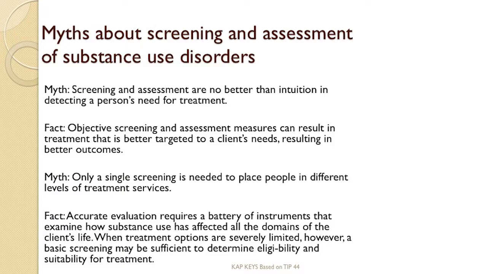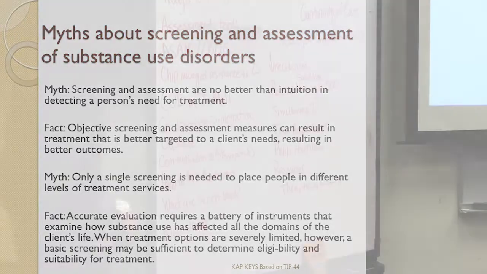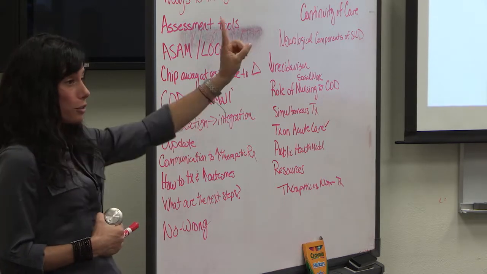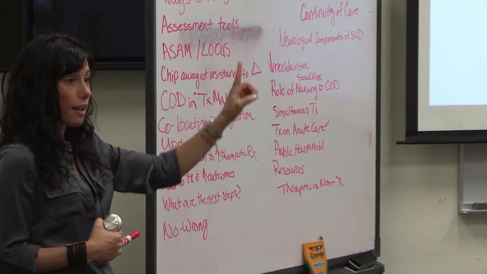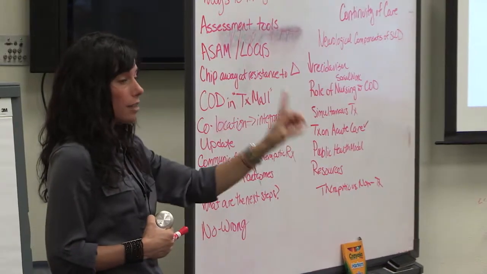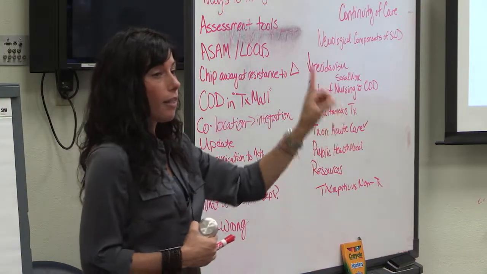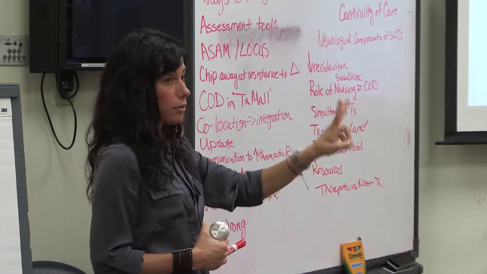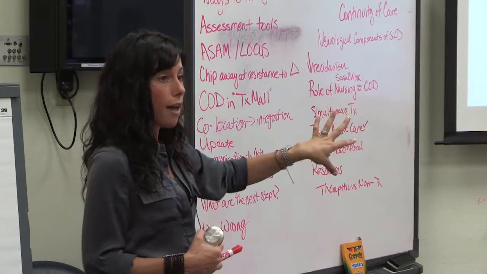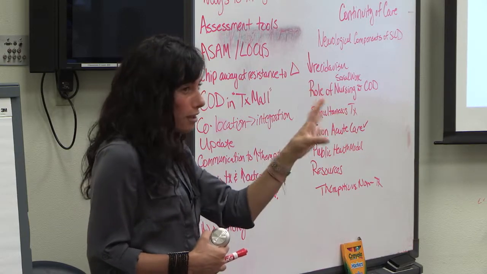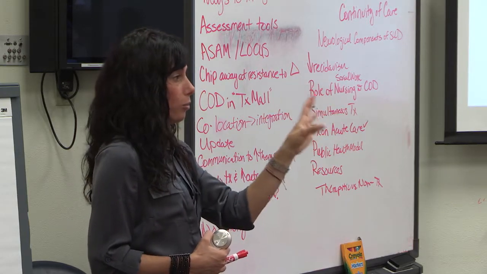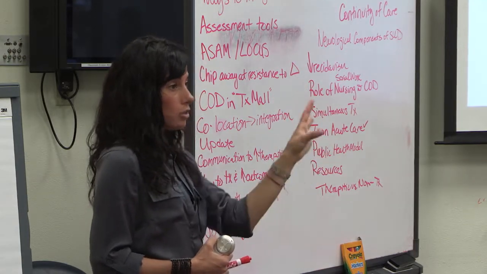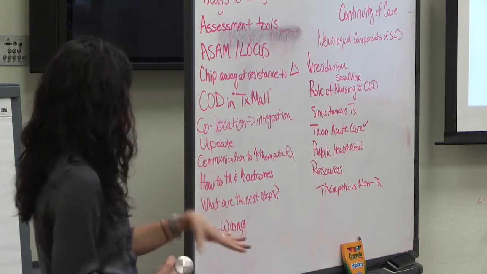Okay. Only a single screening is needed to place people in different levels of treatment services. No, absolutely not. Our universal screen is really just a yes/no to detect: is there the potential, is it highly probable that a use exists? Is there use or is there not use? If there is a no, we want to know that. But there's no real specificity to a yes/no. We can't tell how severe or how risky the use is related to just a yes question. So we have to probe a little bit deeper.